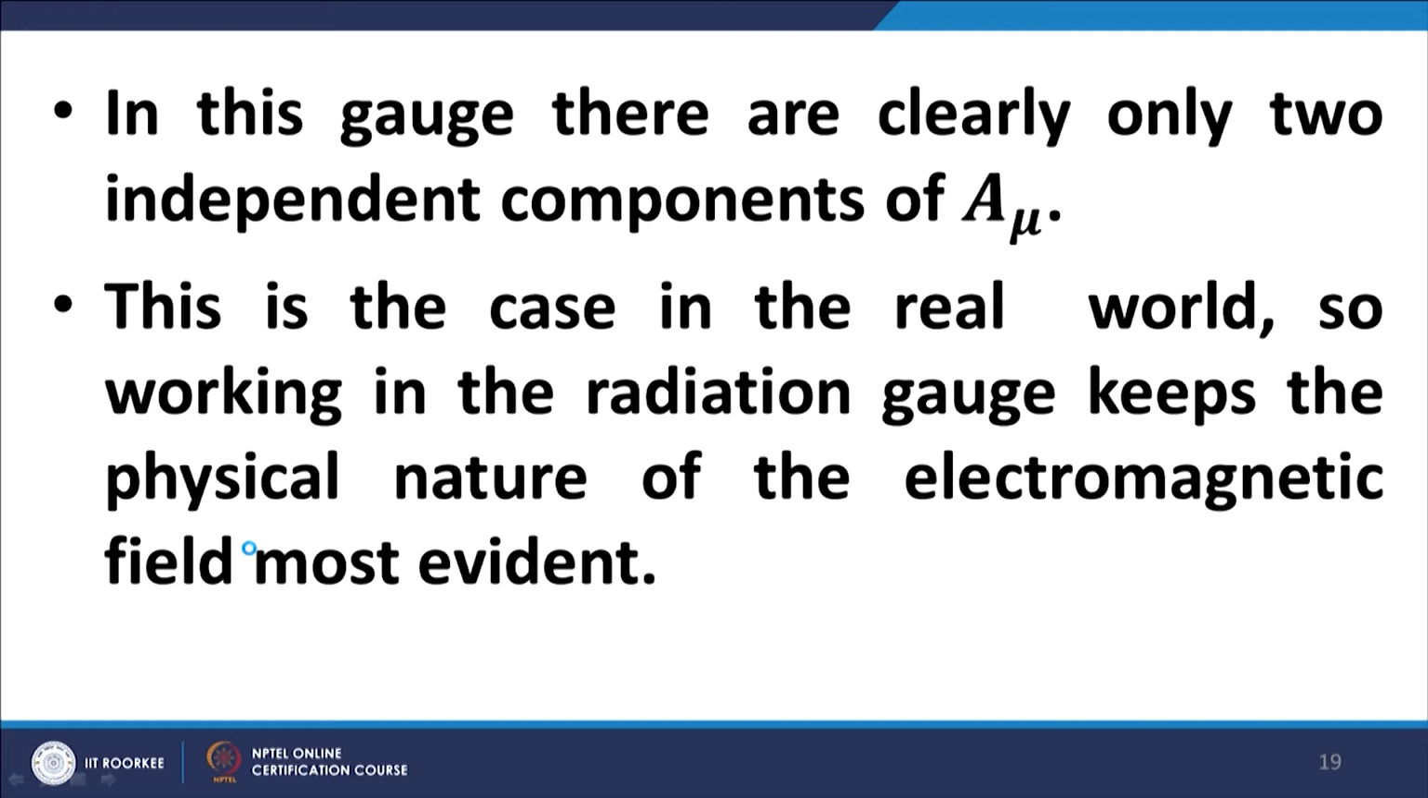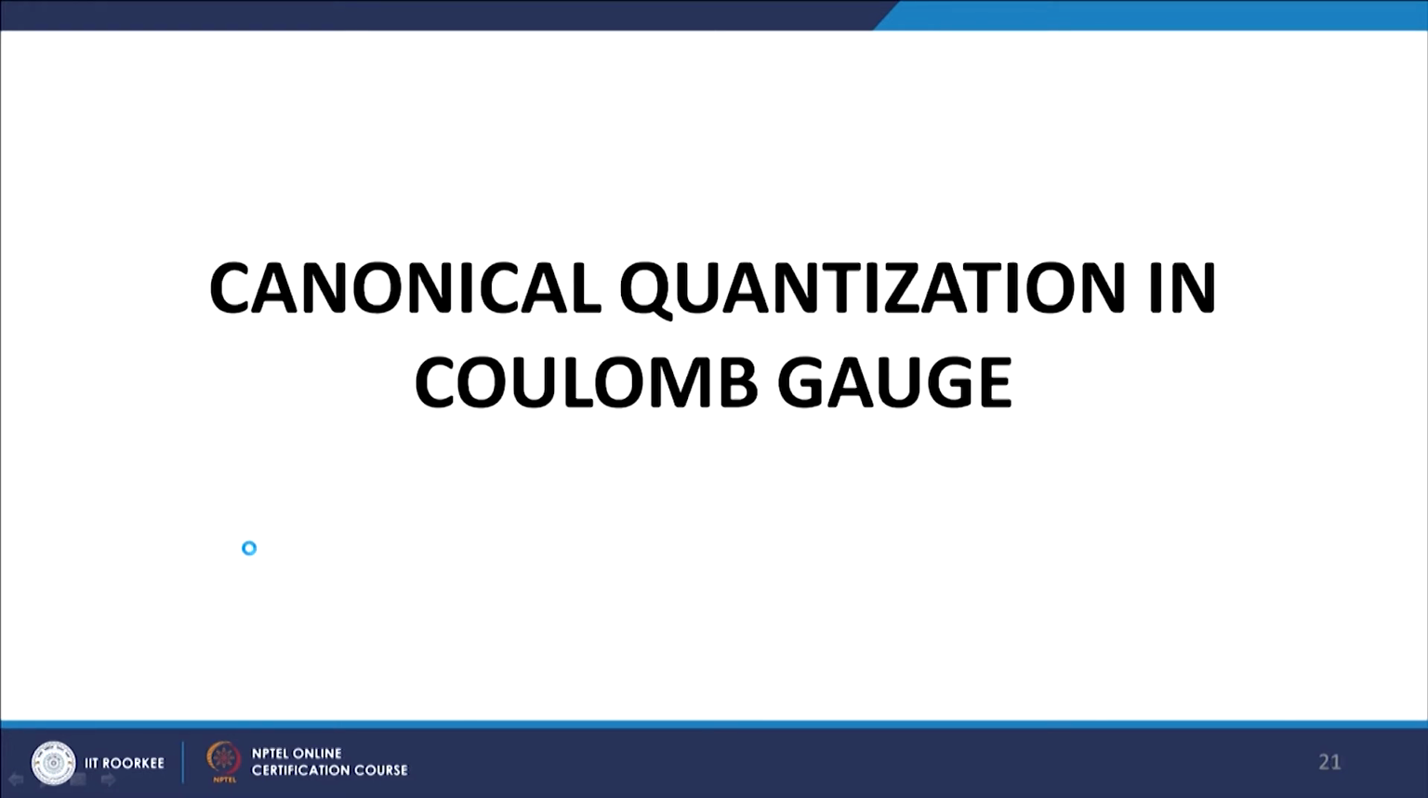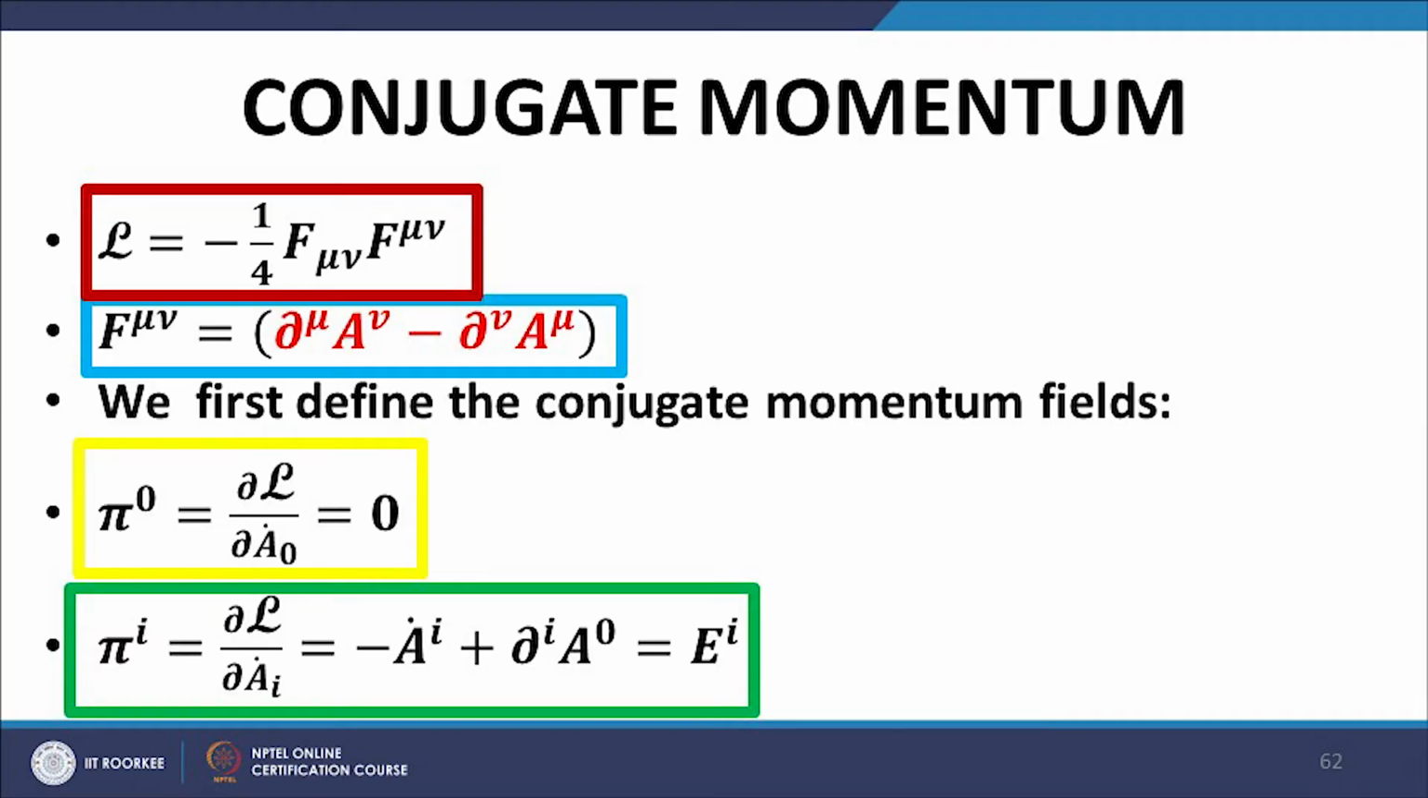So, working in the Coulomb gauge, which is also called the radiation gauge, we retain the physical nature of the electromagnetic field. Now, the Lagrangian of the Maxwell equation, we shall be dealing with it when we talk about the path integral, is given by the expression in the red box here, but we will be coming back to it. For the canonical quantization in the Coulomb gauge, we start with the Lagrangian given in the red box here, from which by a variational principle we can derive the Lagrange equations, and we define the conjugate momenta in terms of the expressions given in the yellow box and the green box.